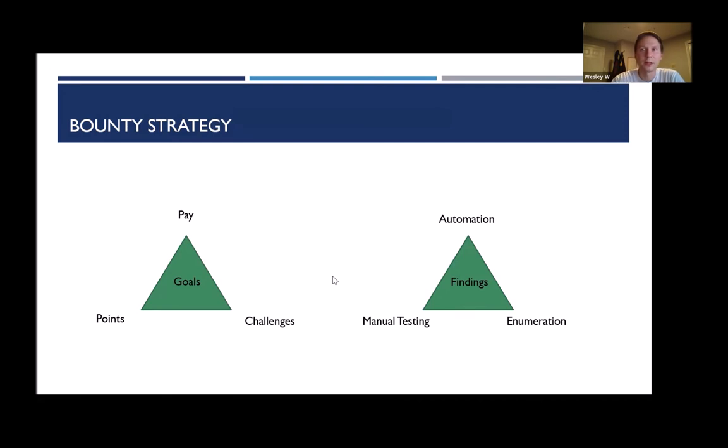So when you're moving from just scratching the surface of bug bounties to wanting to do it more, I recommend you think about what your goal is. Is your goal to get as many points? Is your goal to get as much pay? Is your goal to win as many challenges? And then direct your focus based on that. So that ties in a little bit to the next triangle.